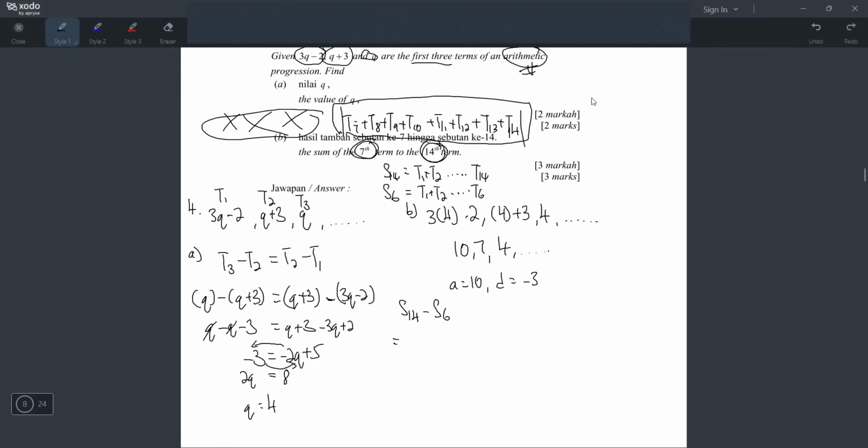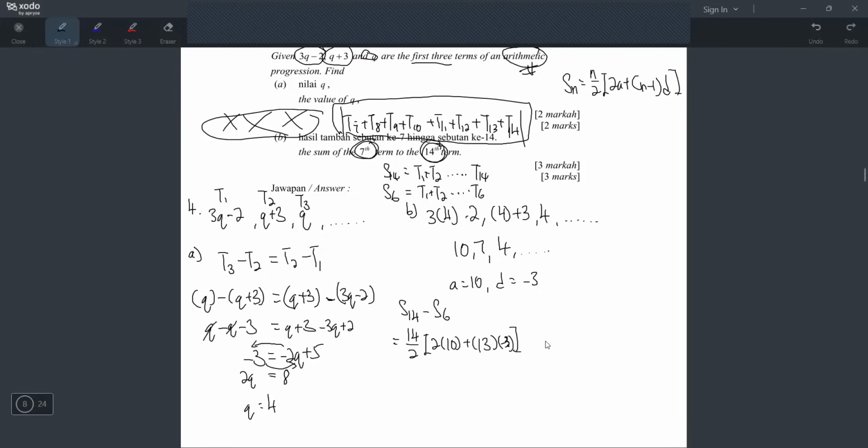Now let's use the Sn formula. Let's write down the formula for Sn here. It will be n over 2, big bracket, 2a plus (n minus 1)d. This is the formula for Sn for an arithmetic progression. In this case, my n is 14, so it will be 14 over 2, big bracket, 2a plus (n minus 1)d. So let's put in the a, n minus 1, and d. What is the a? 10. What is n minus 1? 14 minus 1 is just 13, and the d is negative 3, right? So this is the S14.